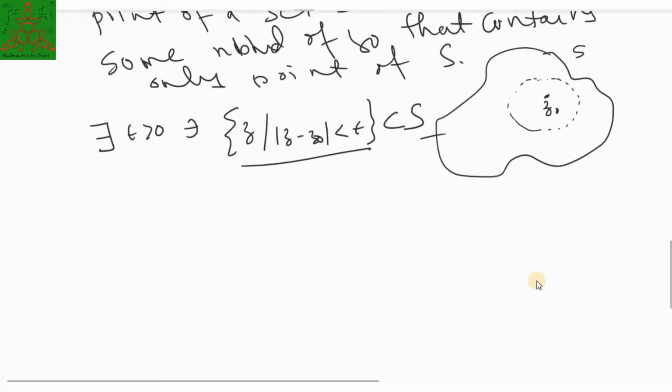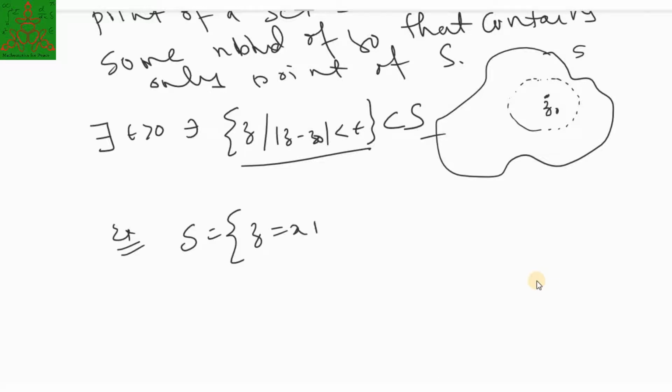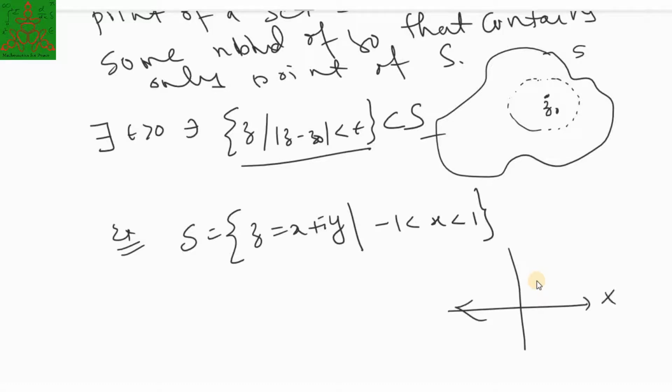For example, if I have a set S as all z equal to x plus iy, where x is between minus 1 and 1. So what is this? Geometrically, if you consider this as the x axis and this as the y axis, the line x equal to 1 is here, the line x equal to minus 1 is here, and the area between these two is represented by this set S.